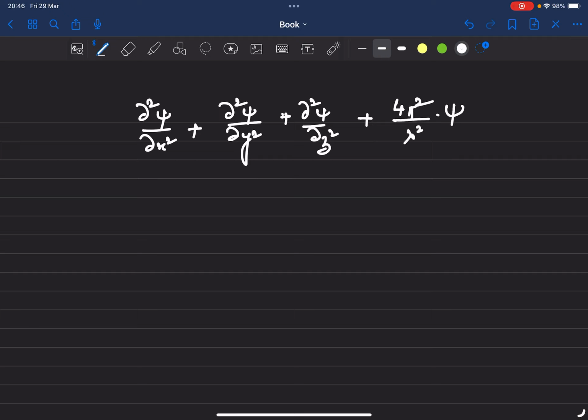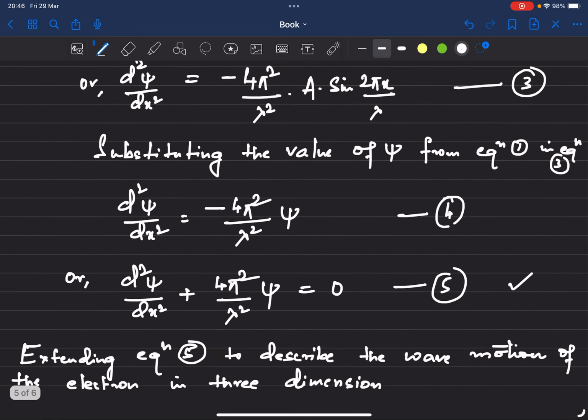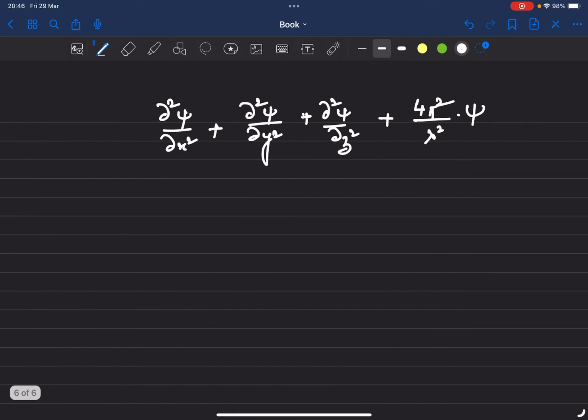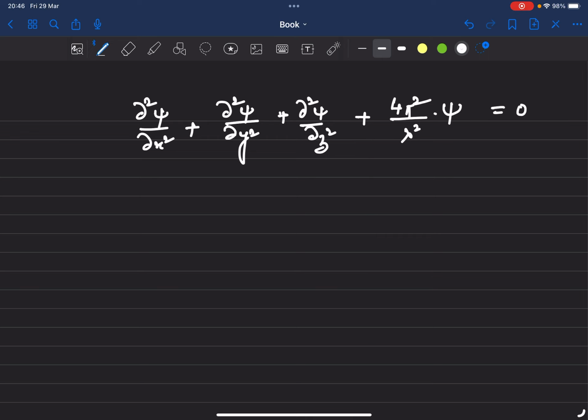Now since there was no variable in this term, you can see in the previous equation, when we had written equation number 5, this particular term had no variable, that is, there was no x. Since x was not there, we are not going to rewrite this in terms of y and z as well. It will simply stay the way it is. Okay, so this will be equal to 0. We have a new equation now, which we will mark as equation number 6.